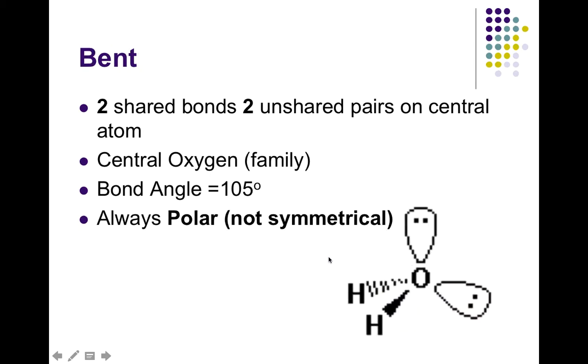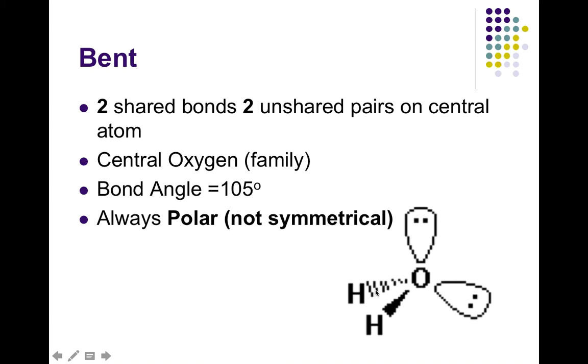Last 2, we have bent. 2 shared bonds and 2 unshared bonds on the central atom. And again, this is what the shape of an oxygen is and its family. Here are the 2 non-bonding pairs. The bond angle is actually 105. This sort of looks like a tetrahedral, except 2 of the areas have non-bonding electron pairs. It's always polar. We can always tell the end.